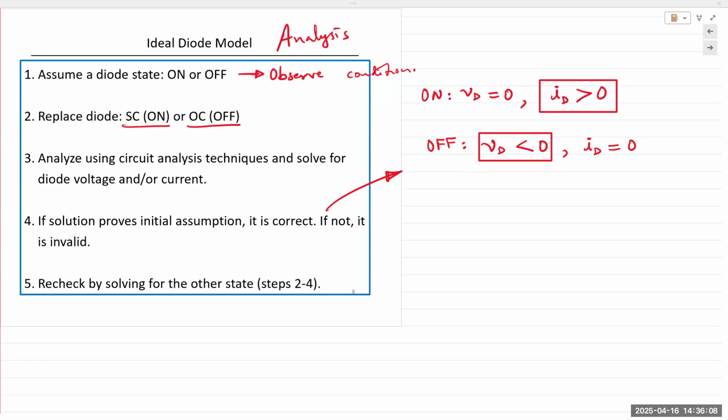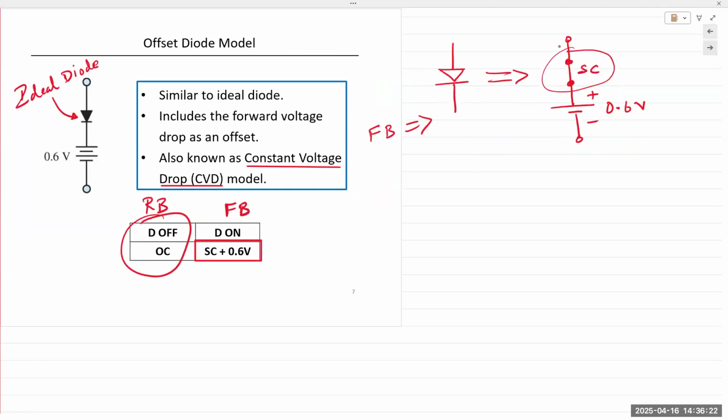So the question being asked is, would these values hold even if it was offset? The answer is yes, because the offset model is exactly the same as the ideal diode model. So let's go back to there. The model is simply going to be a short circuit in forward bias, and you have a 0.6 volts voltage source. So we'd analyze the circuit as it is and treat this as a voltage source of 0.6 volts. And then in reverse bias, of course, it's off. And so that's exactly the same.